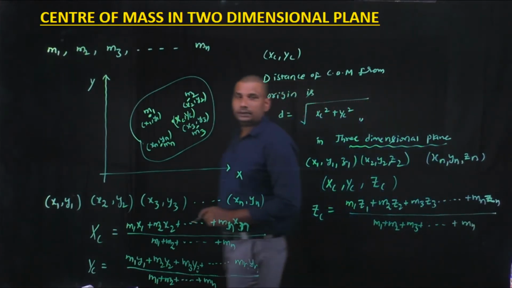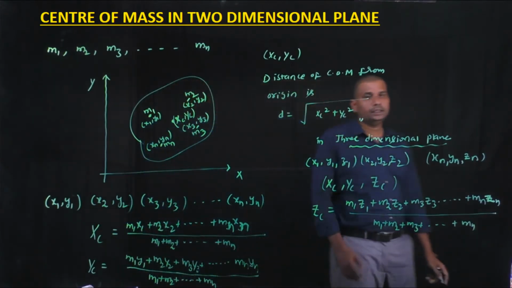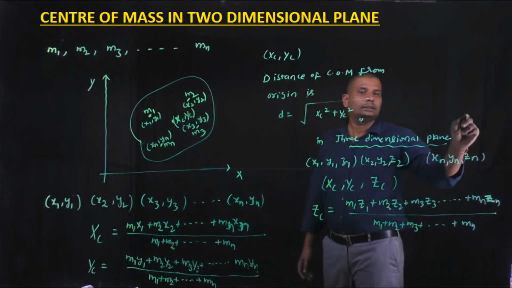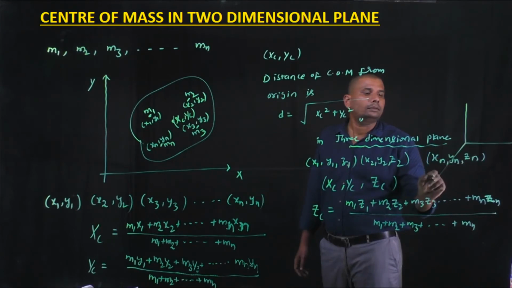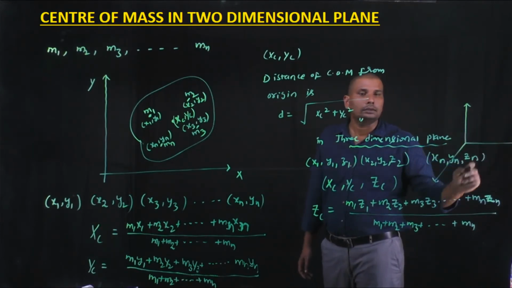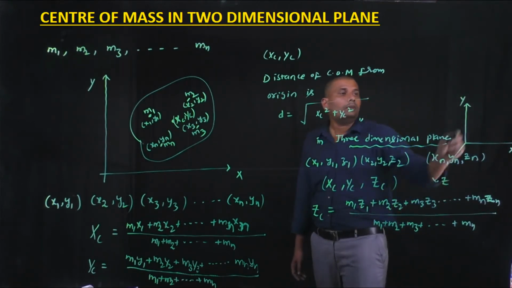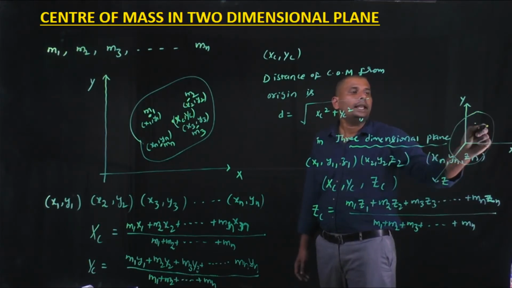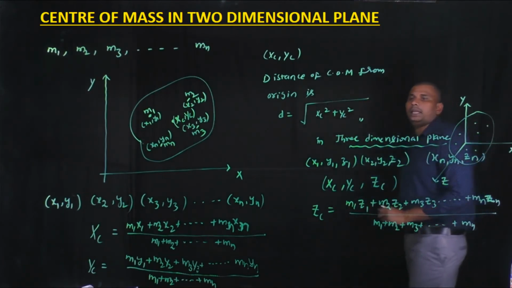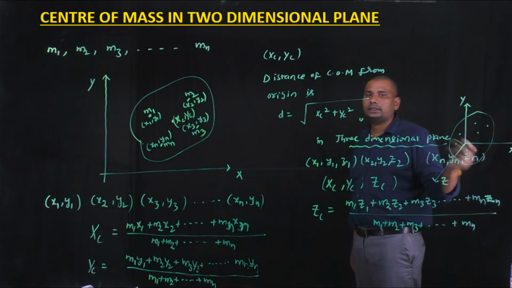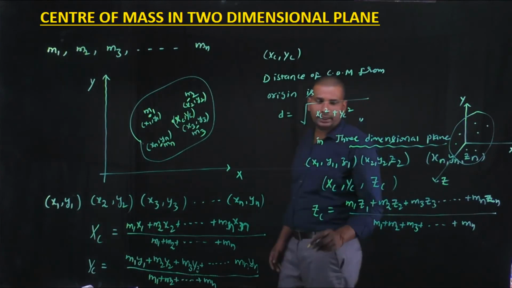Okay, and the distance of center of mass from the origin here for the three-dimensional plane, the diagram is like this. This is a three-dimensional plane. This is the x-axis, this is the y-axis and this is the z-axis. Now the object is lying in this plane, having a number of masses m1, m2, m3 and so on mn, having the coordinates x1 y1 z1 and x2 y2 z2 and so on xn yn zn.